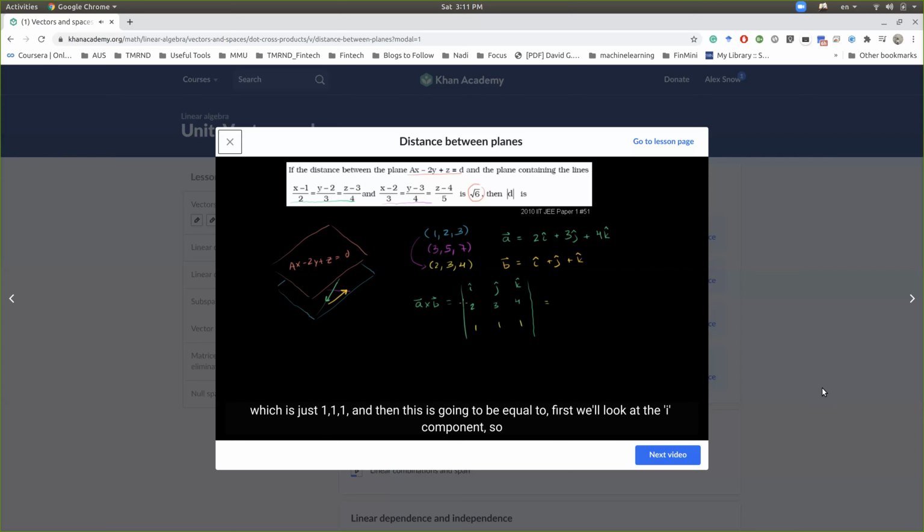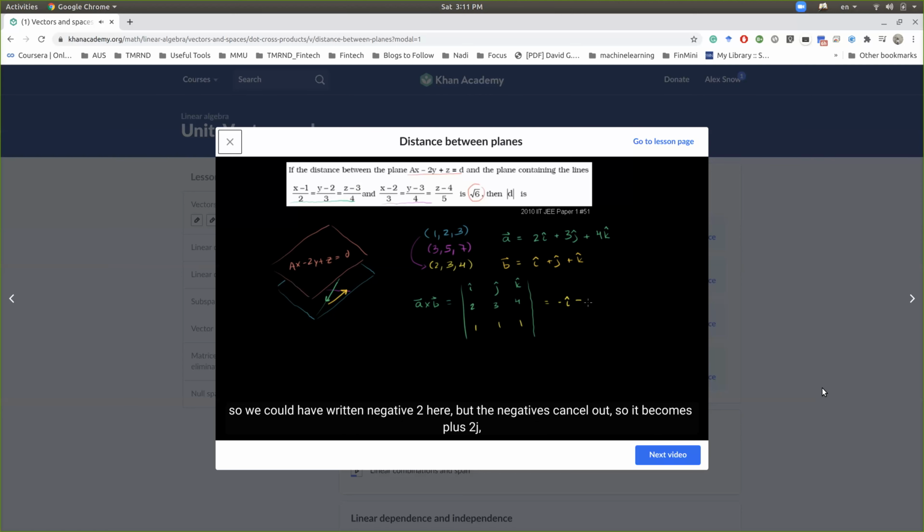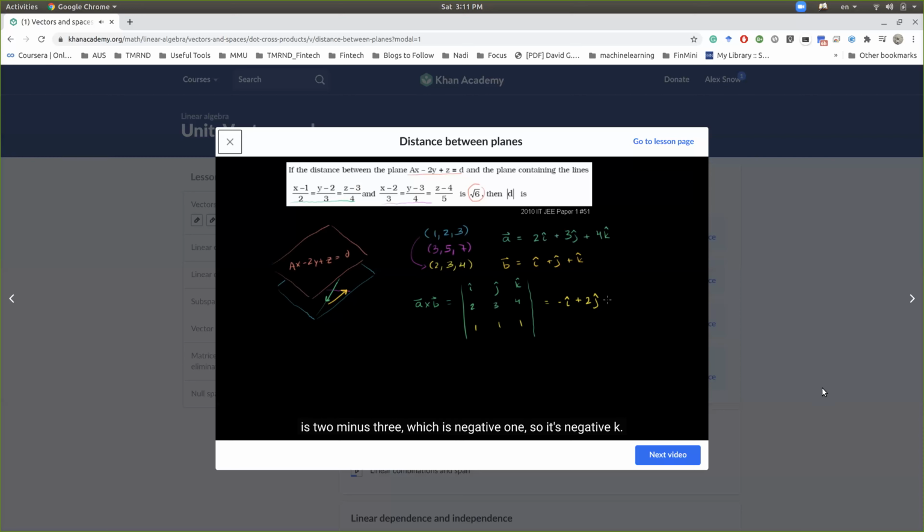And then this is going to be equal to, first we'll look at the i component, so cross that row and that column out: 3 times 1 minus 1 times 4, so that's just 3 minus 4, so it's negative i. And then minus, we're going to have the j, we just swap signs, we have positive, negative, positive. So get rid of that column, that row: 2 times 1, which is 2, minus 1 times 4, so that's minus 4, is negative 2. So we could write a negative 2 here, but the negatives cancel out, so it becomes plus 2j. And then finally for the k, get rid of that row, that column: 2 times 1 is 2, minus 1 times 3 is 2 minus 3, which is negative 1, so it's negative k.